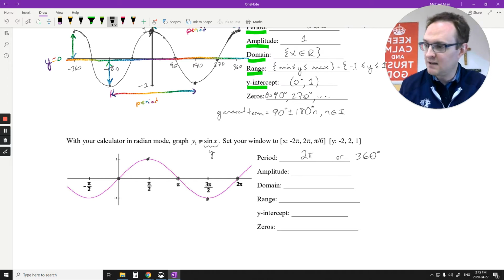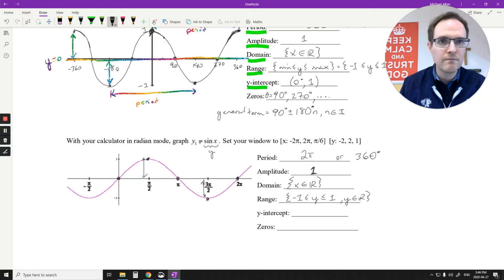My amplitude, again, is going to be measured from the middle to the top, the middle to the bottom, both the same. So because we're dealing with a unit circle, both these graphs are going to be 1. My domain for both of these is x ∈ R again. My range from the min to my max, so -1 to 1. My y-intercept this time is going to be (0, 0). So when I'm at 0 degrees, I have 0 as my output.